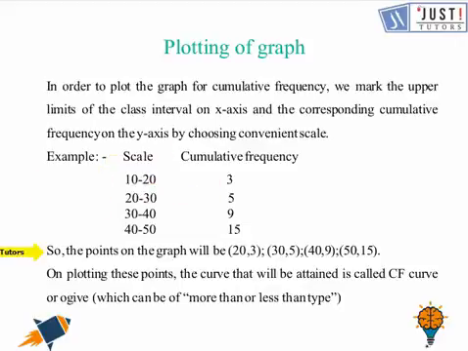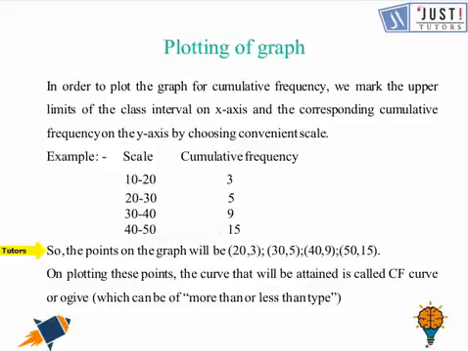If we are plotting a graph, we take the points as 20, that is the upper limit, we have chosen only the upper scale here, so the points are 20, 3, 30, 5, 40, 9, 50, 15. We'll soon learn why we have only chosen the upper limits here.